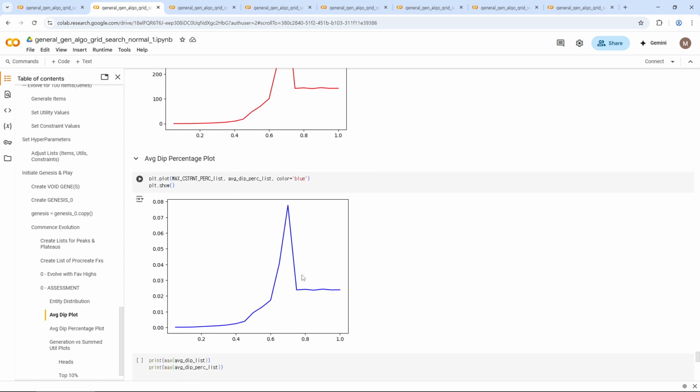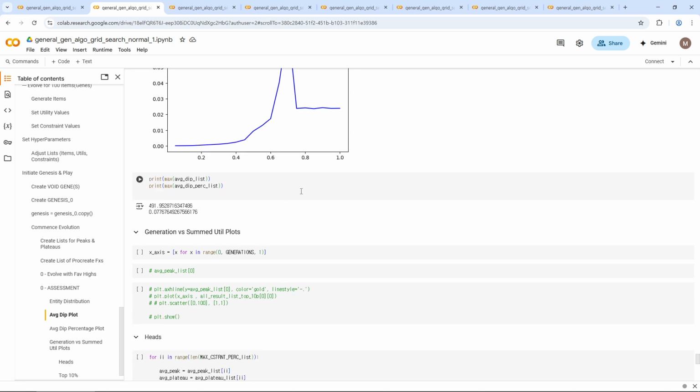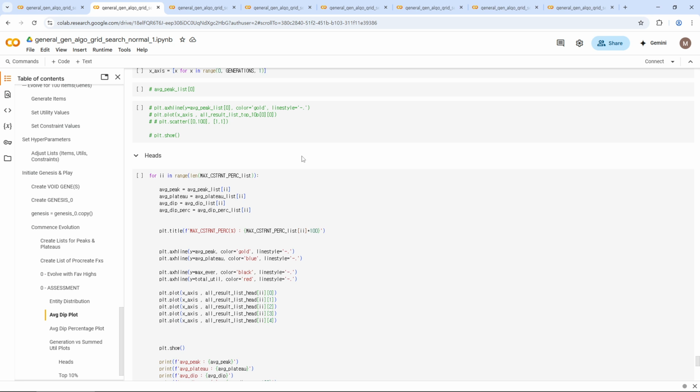Again, the same phenomena happening here. So this is purely because there's little to no procreation. So, and we plot it.